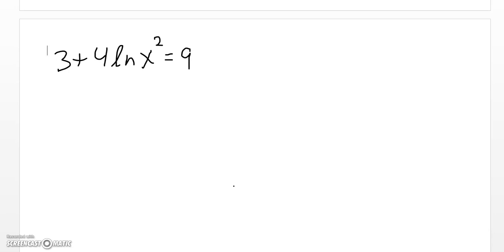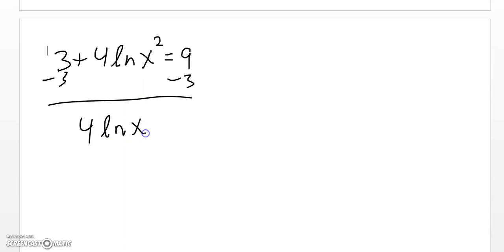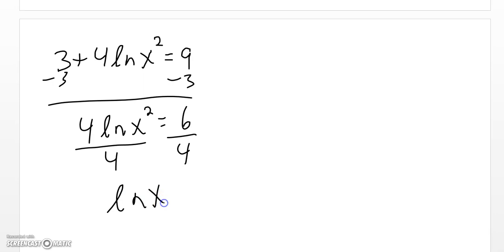Here is one other log equation. So the first thing is we'll subtract 3 from both sides. So we got 4 natural log x squared, and 6, divide the 4. We got natural log x squared, we'll call it 1.5. And then so now the natural log is by itself. So we'll change the form. The base is e. So again, if it's helpful, you can think of this as log base e.